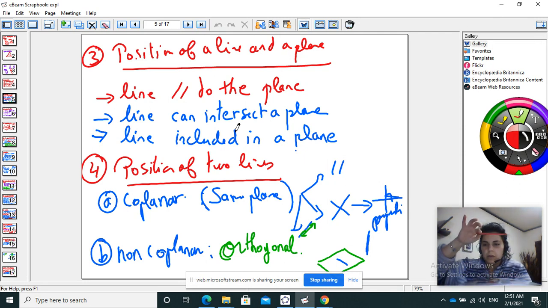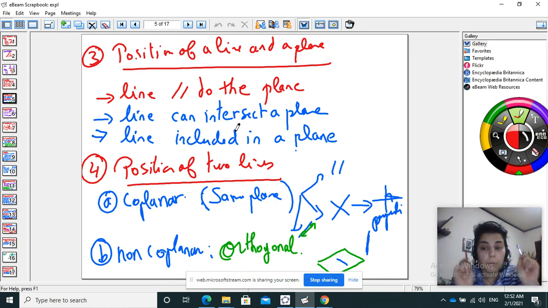A line could be parallel to a plane. Now, why is this intersecting? Because I can make it longer. It cuts. So a line could be parallel to a plane, a line could cut a plane, and a line could be included in a plane. Easy peasy lemon squeezy.